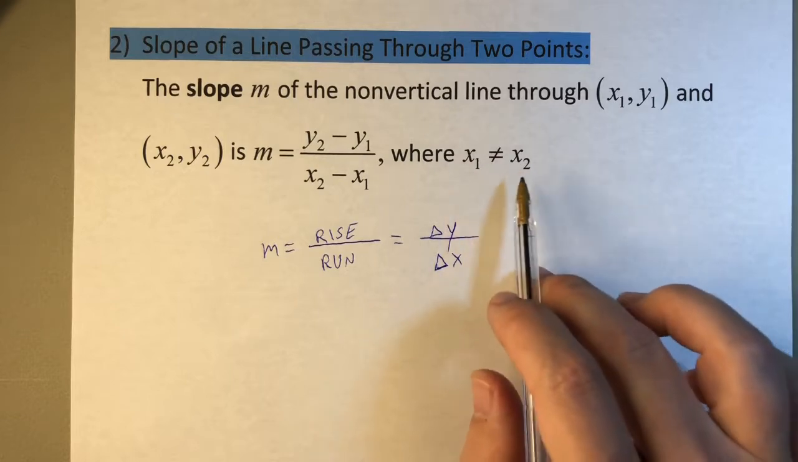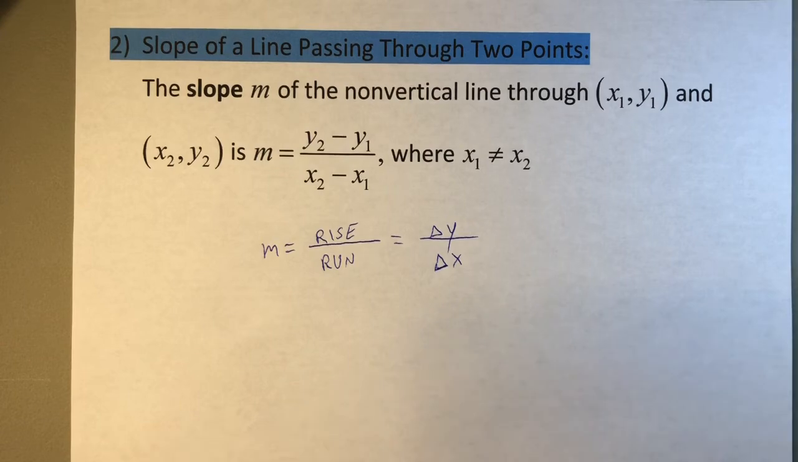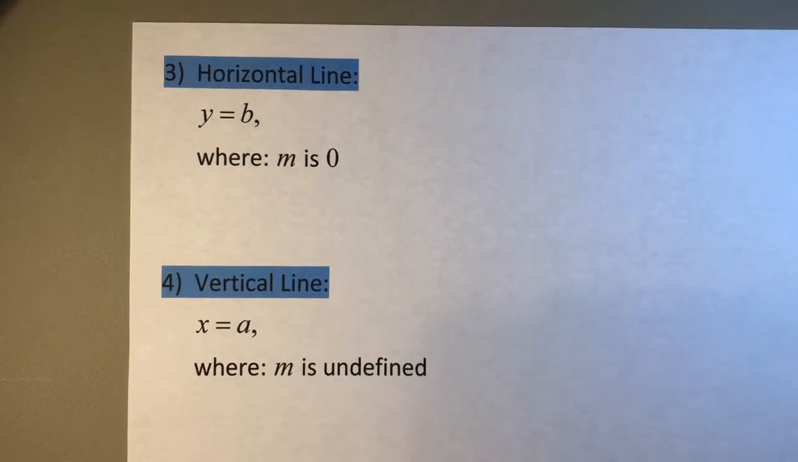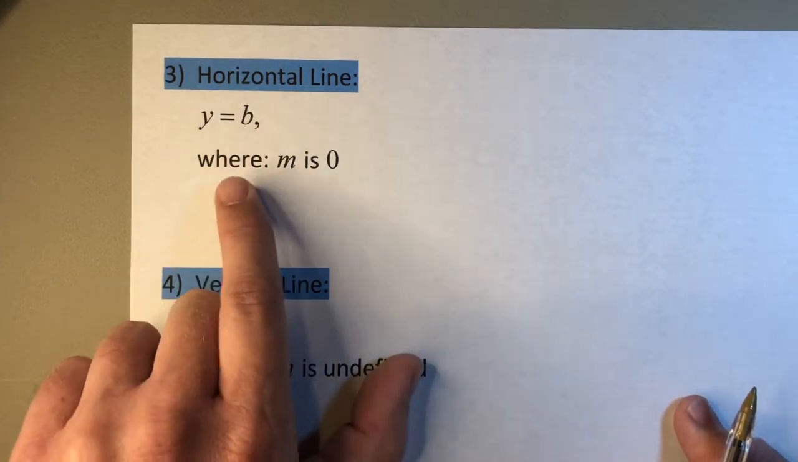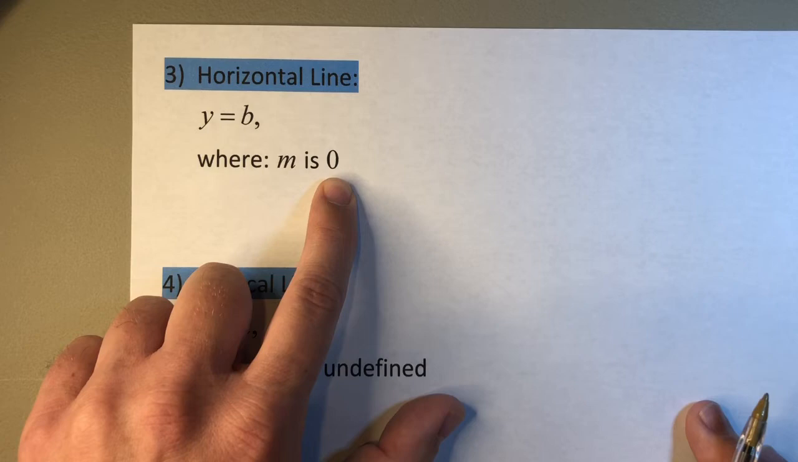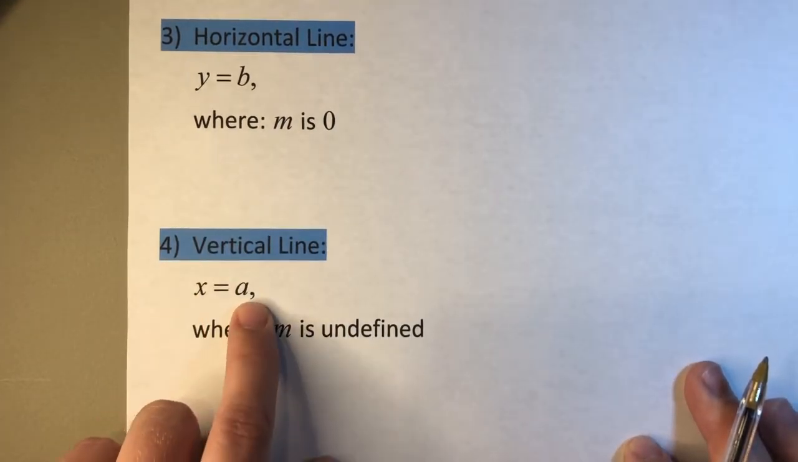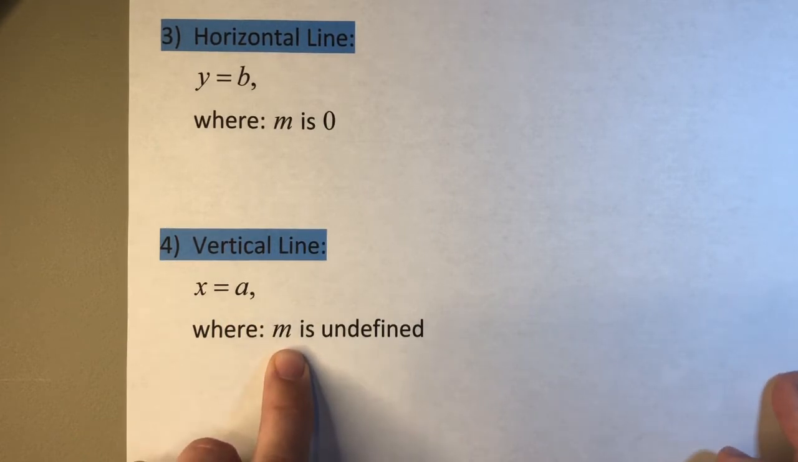If the x's are equal, then of course you would have a 0 in the denominator, and in that case you'd be looking at a vertical line, all right? So if you are trying to determine the slope of 2 points and you get an undefined situation, then the line would actually be a vertical line. Horizontal lines are always in the form of y equals some real number, where the slope is always 0. A vertical line is always in the form of x equals some real number, where the slope is undefined, like I just discussed.